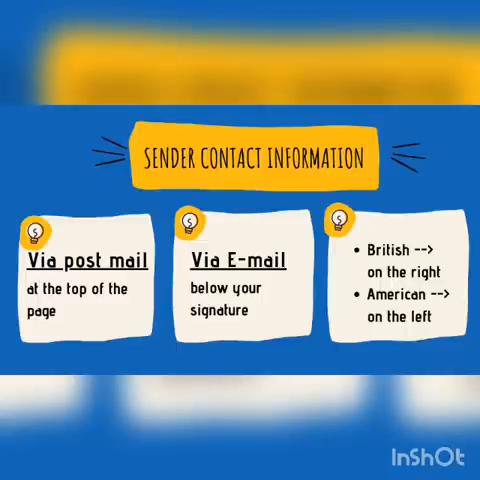Somehow, if you want to send your application letter through email, you can easily write your contact information below your signature. And remember, contact information consists of your full name, your address, and then could be email address, and also you can add your phone number.